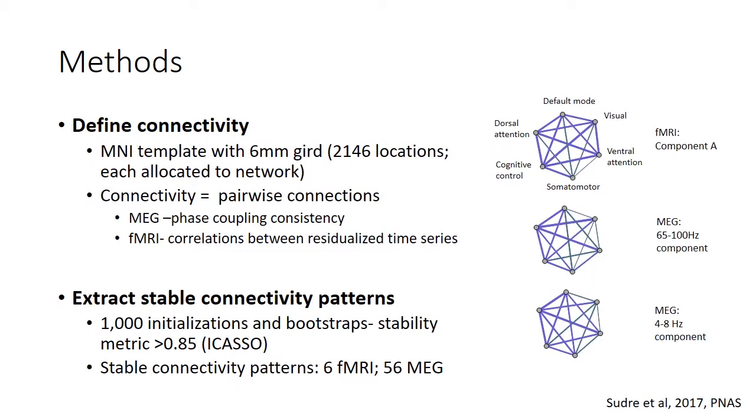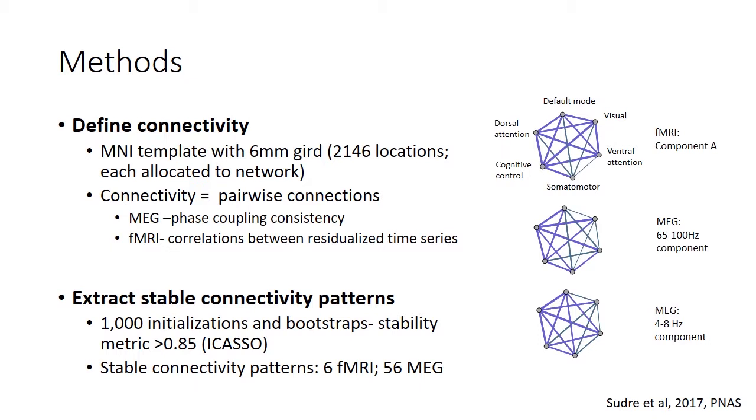So using these data, we defined connectivity patterns that capture interactions within and between the brain's major functional networks. Now, to do this, we calculated all the pairwise connections between the 2,000 or so points across the cortical grid. Each one of these cortical points was allocated to one of the brain's major functional networks, such as the default mode network or one of the attention networks. Thus, we knew the network from which each connection began and ended.